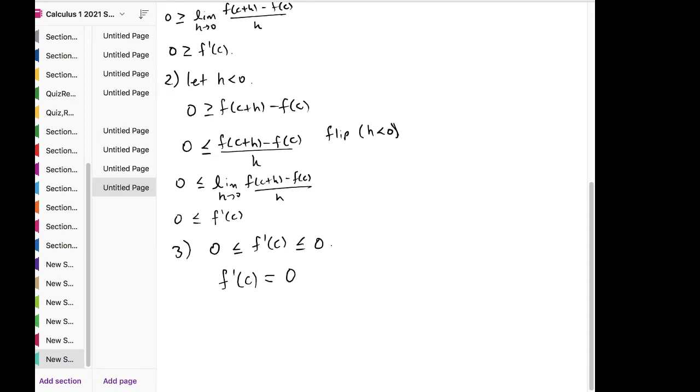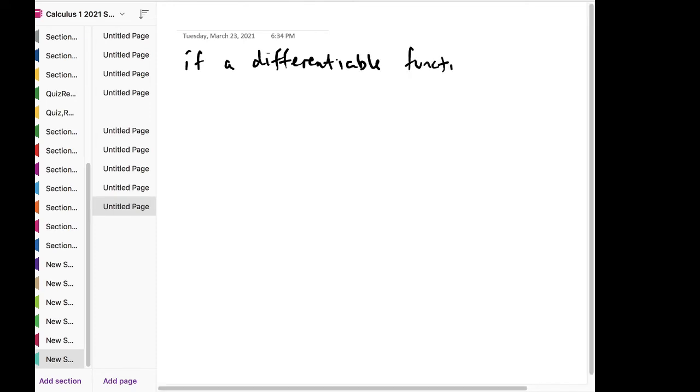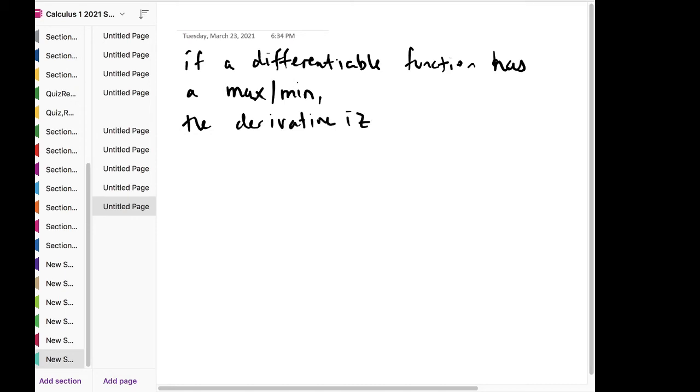Okay, so when do maxes and mins exist? If a differentiable function has a max or min, the derivative is 0 there. Is that true in the opposite direction? If the derivative is 0, is it a max or min?